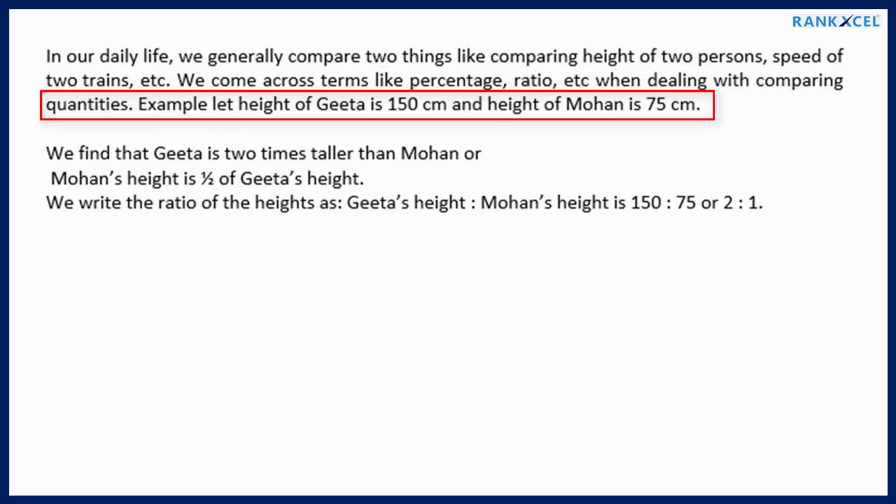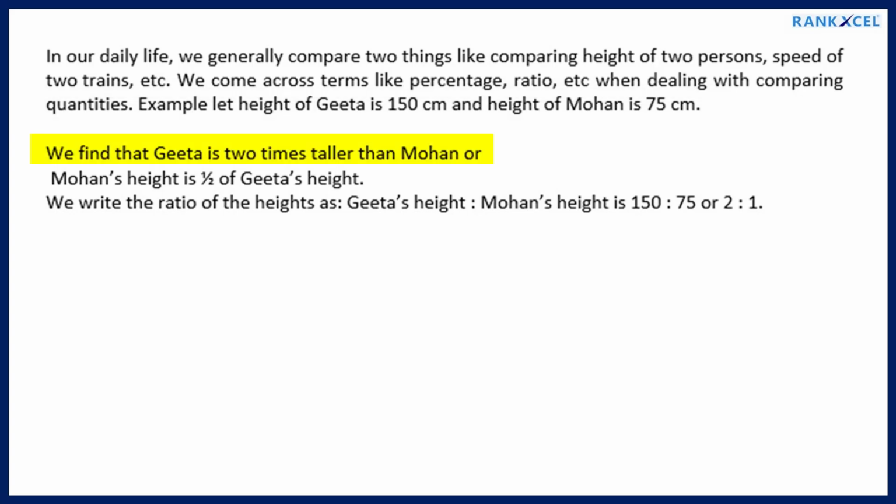Example: let the height of Gita be 150 centimeters and the height of Mohan be 75 centimeters. We find that Gita is 2 times taller than Mohan, or Mohan's height is 1/2 of Gita's height. We write the ratio of the heights, Gita's height to Mohan's height, as 150 is to 75, or 2 is to 1.